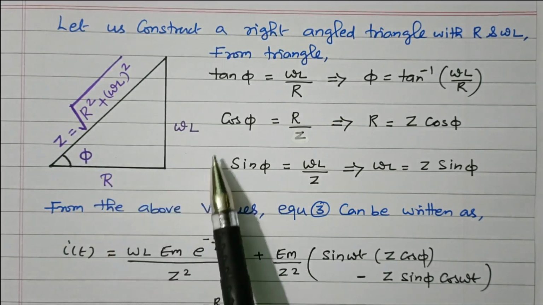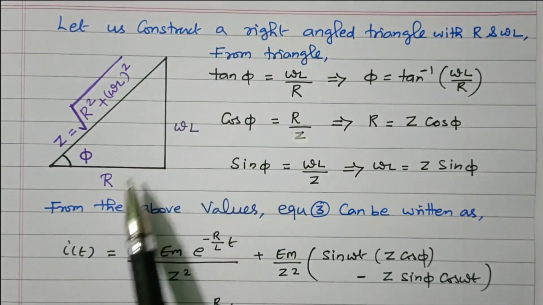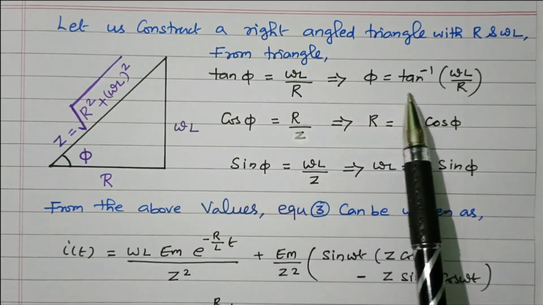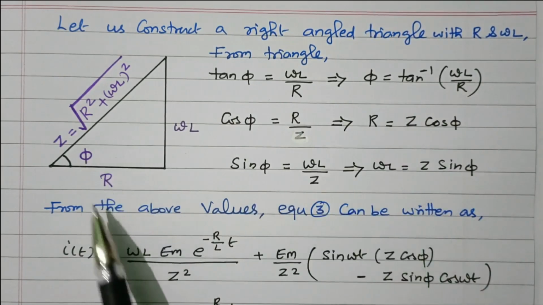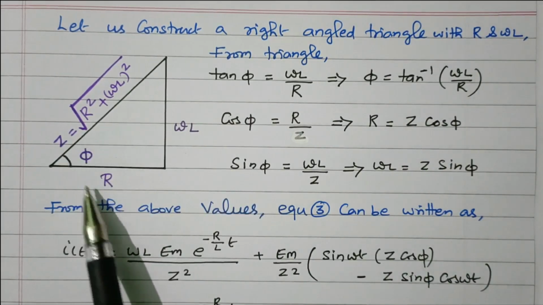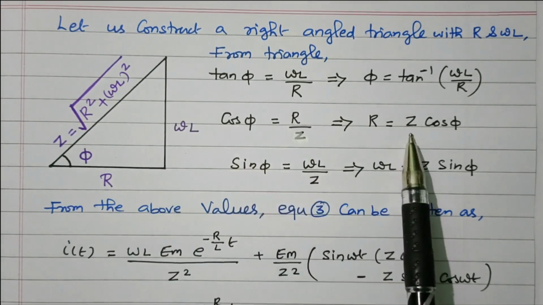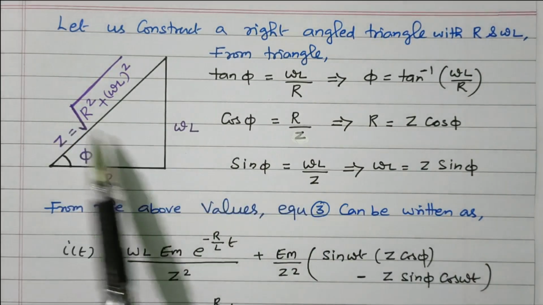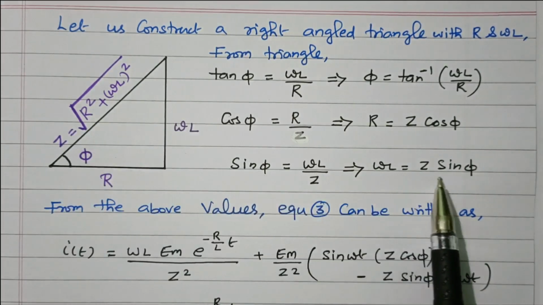So from this triangle we can find tan theta. Tan theta equal to opposite side by adjacent side, omega l divided by R. From that, phi is equal to tan inverse of omega l by r, so we can find the angle value. Similarly cos phi equal to adjacent side by hypotenuse, r divided by z, so cross multiplying, r equal to z cos phi. Similarly sin phi equal to opposite side by hypotenuse, omega l divided by z, so omega l equal to z sin phi.